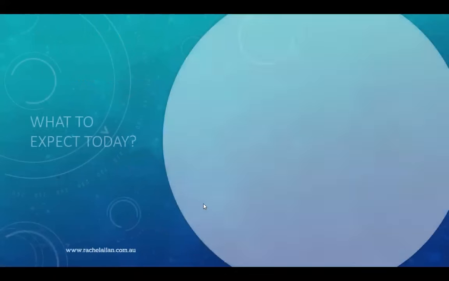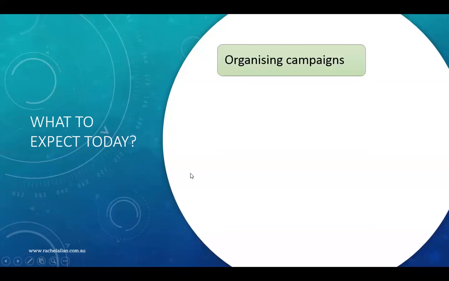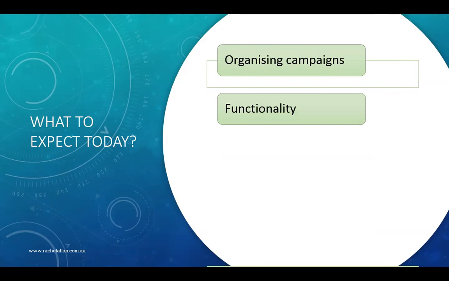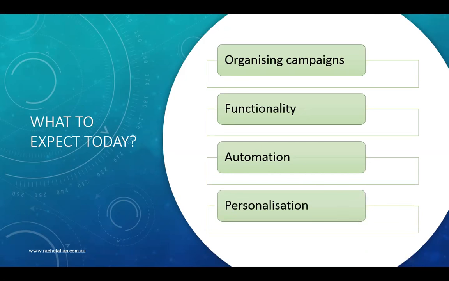So what can you expect from today's webinar? We've got a lot of content to get through. So we're going to talk firstly about organising your campaigns and how you can do that best. Look at the functionality of Mailchimp and how that can help you in your email marketing. We're going to look at some automation that you can set up to make it easier for you. And finally, we will look at personalising your emails so that your customers don't just feel like another cog in your marketing wheel.